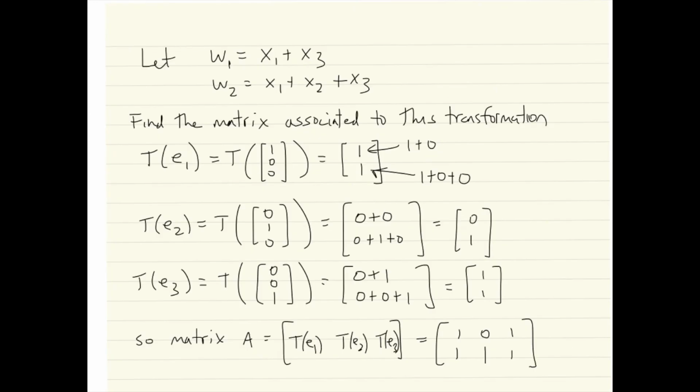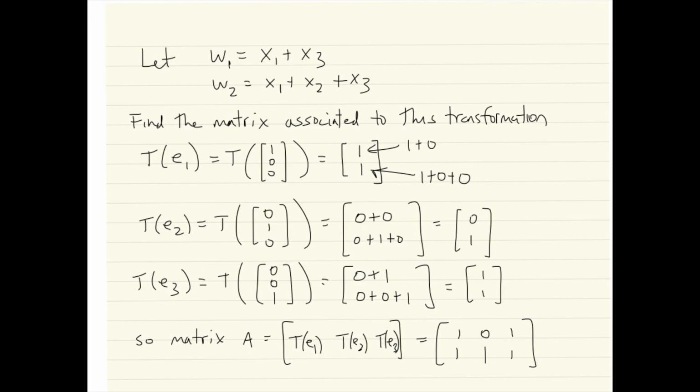Here's an example. Let W1 be given by x1 plus x3, and W2 be given by x1 plus x2 plus x3. This is an example of a matrix transformation, and the question asks to find the matrix associated to this transformation. Again, you might ask, how is this a transformation? Well, x1, x2, and x3 are the input numbers, and W1 and W2 are the output numbers. The question then is to find the matrix associated to this transformation.